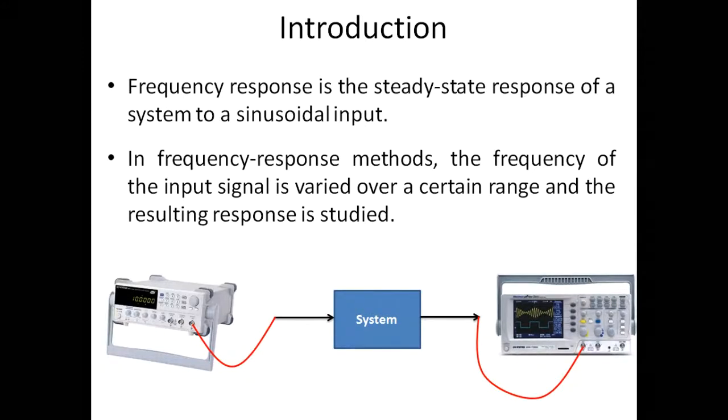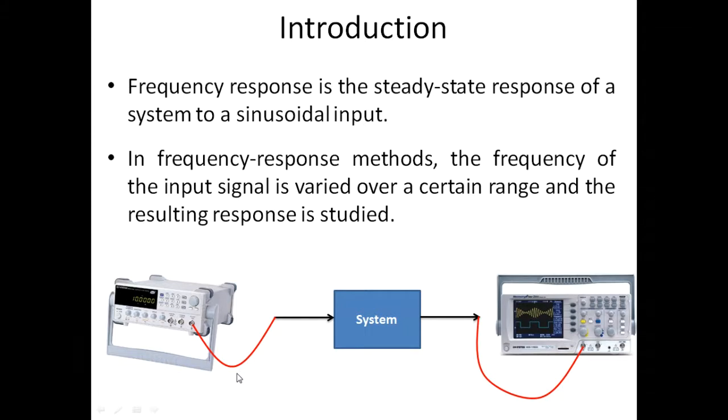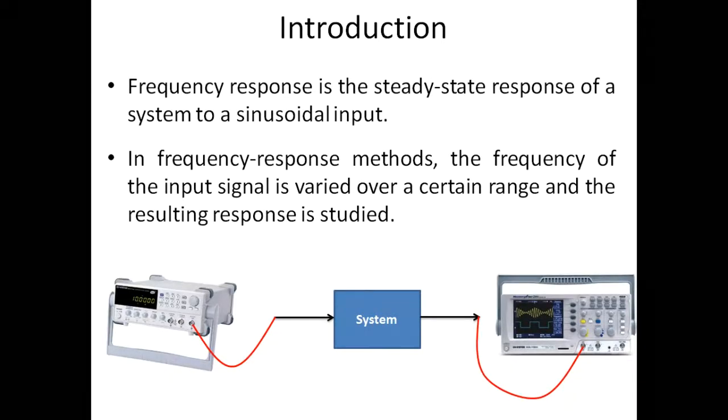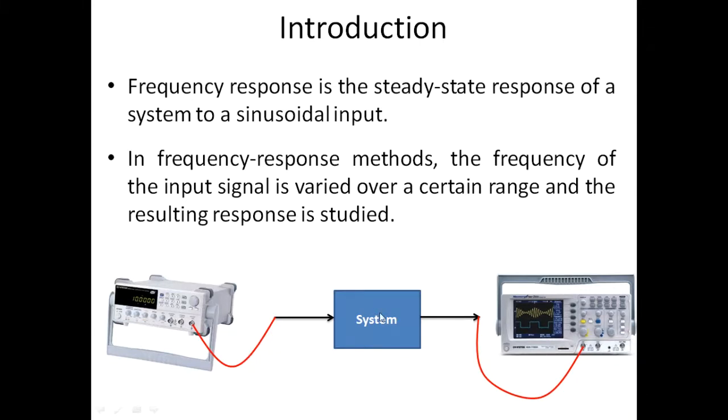So the frequency response is the steady-state response of a system to a sinusoidal input. In frequency response methods, the frequency of the input signal is varied over a certain range, and the resulting response is studied. So here in the input to the system, we'll not use a step input as for the steady-state error, but we use a sinusoidal input to study the system.